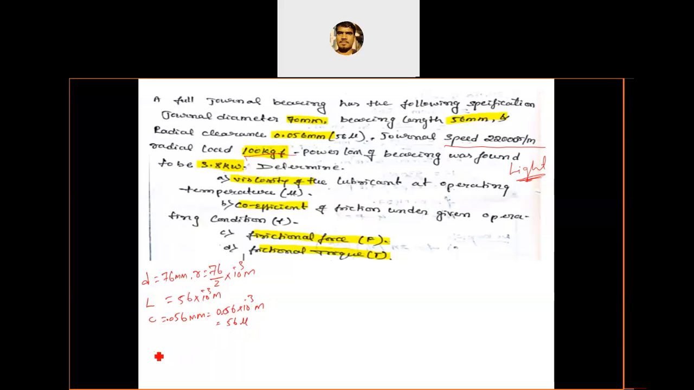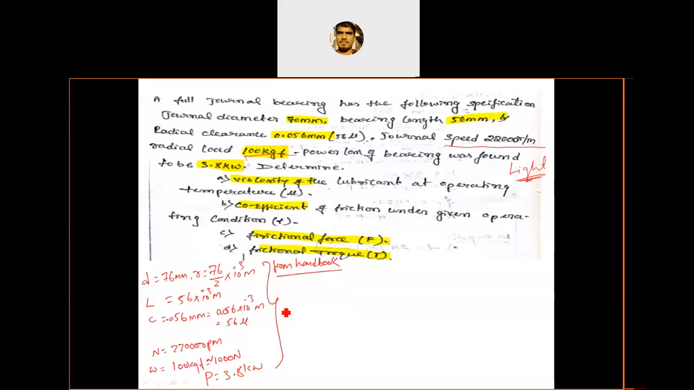Next, speed is given, 22,000 rpm. Then W, it is approximately 100 kgf, multiplied by 9.81, so approximately it is 1000 newton. It's very low. As well as power 3.8 kilowatt. So these are the data given. By using these data and the handbook, first you have to find out the viscosity, coefficient of friction, frictional power loss, frictional torque.